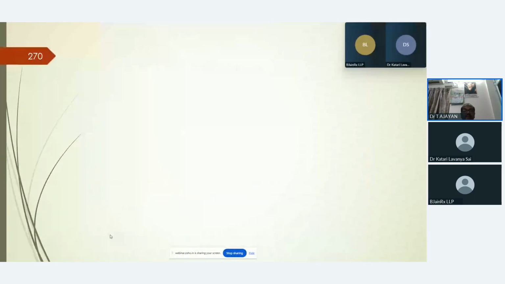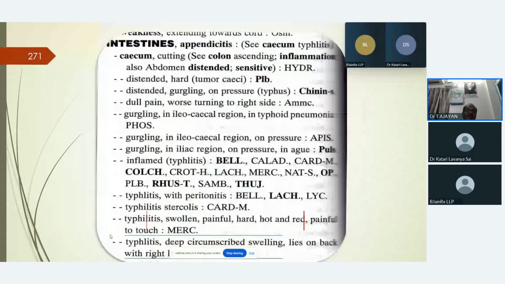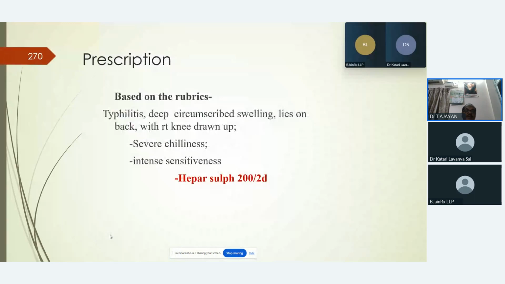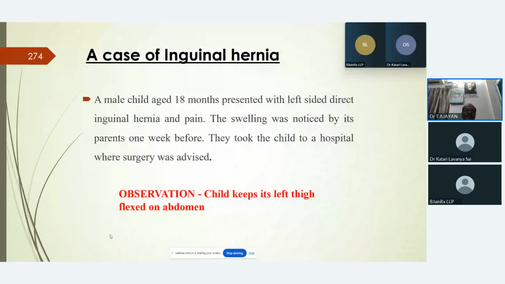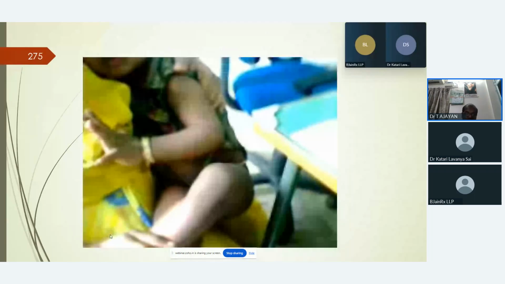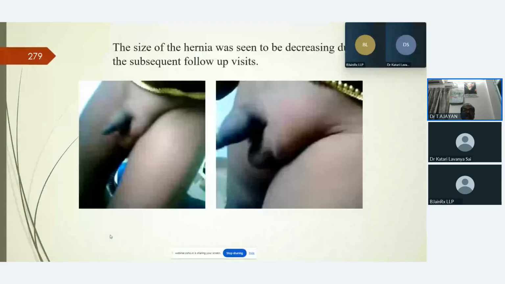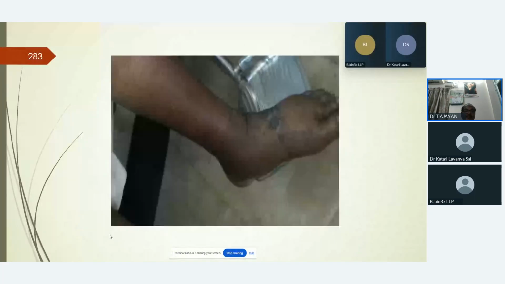Any case in my hand? It's a case of appendicitis. Typhlitis, deep circumscribed swelling, lies on back with the right knee drawn up. Look here, it's the first time I see this video case. Look, the child flexes the knees towards the abdomen. In the repertory: infantile, left side, better by thigh flexed on abdomen. It's absolutely normal. It's a cellulitis case.